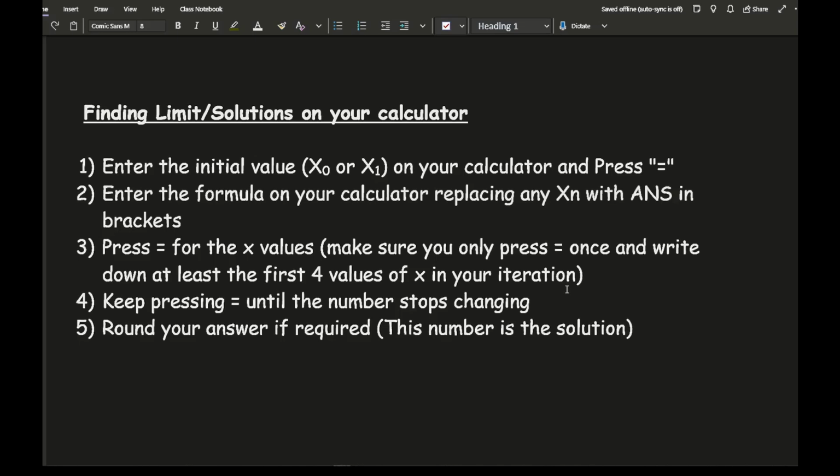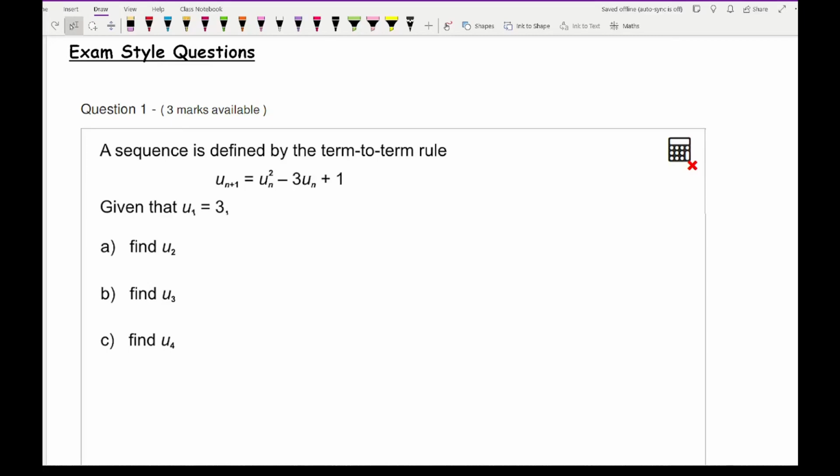So if the question wants you to write your x2 values to 4 decimal places, then make sure you're writing those values off your calculator to 4 decimal places. Then to find the limit or the solution, all you then need to do is keep pressing equals until the number stops changing on your calculator. And then depending on what the question is asking you, it may ask you to give your answer to 5 or 6 decimal places. Then on that calculator, all you then need to do is just round that number up accordingly. So now let's have a look at this exam style question.